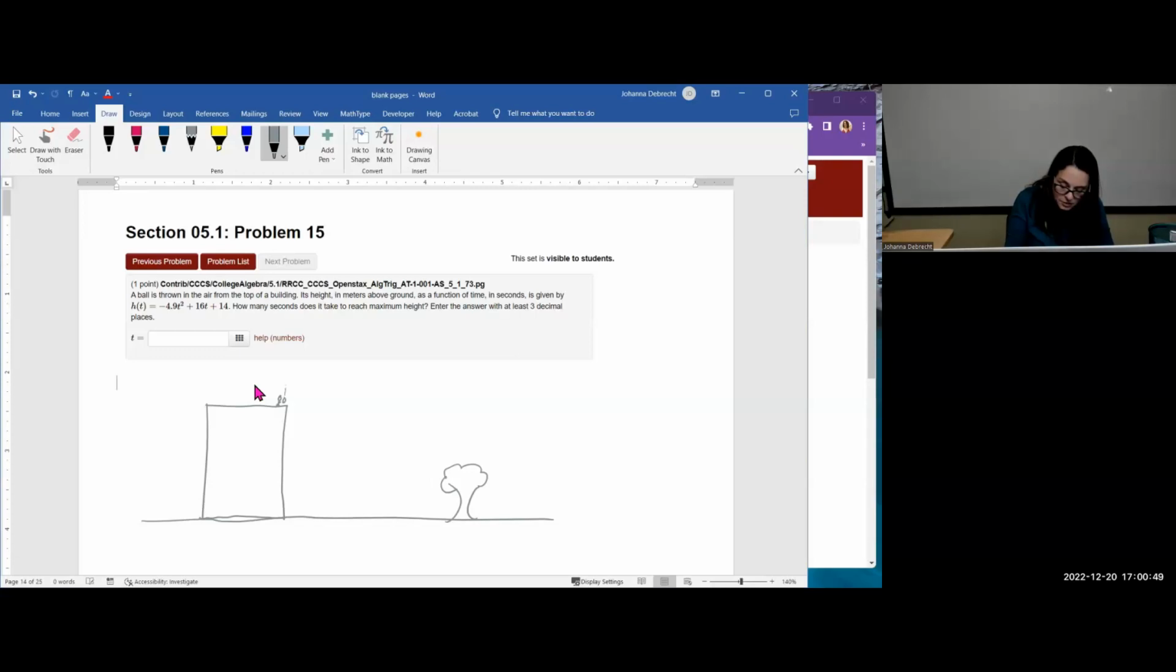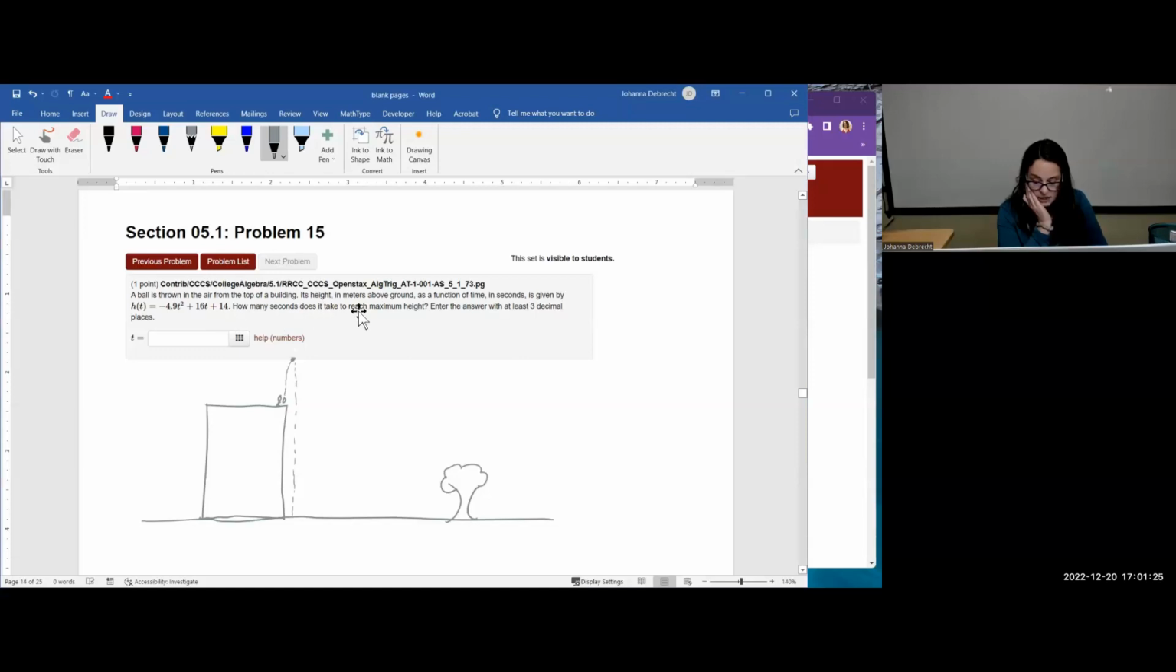And what's the ball going to do? The ball's going to go up in the air, and then it's going to come down like this, all right? So at some point, it's going to reach its maximum height, which is right there. Okay, so I know that this is what the ball is going to do. Okay, first sentence, I got it. Its height, okay, in meters above the ground, okay, so not from the roof of the building, but from the ground, as a function of time in seconds is given by this equation.